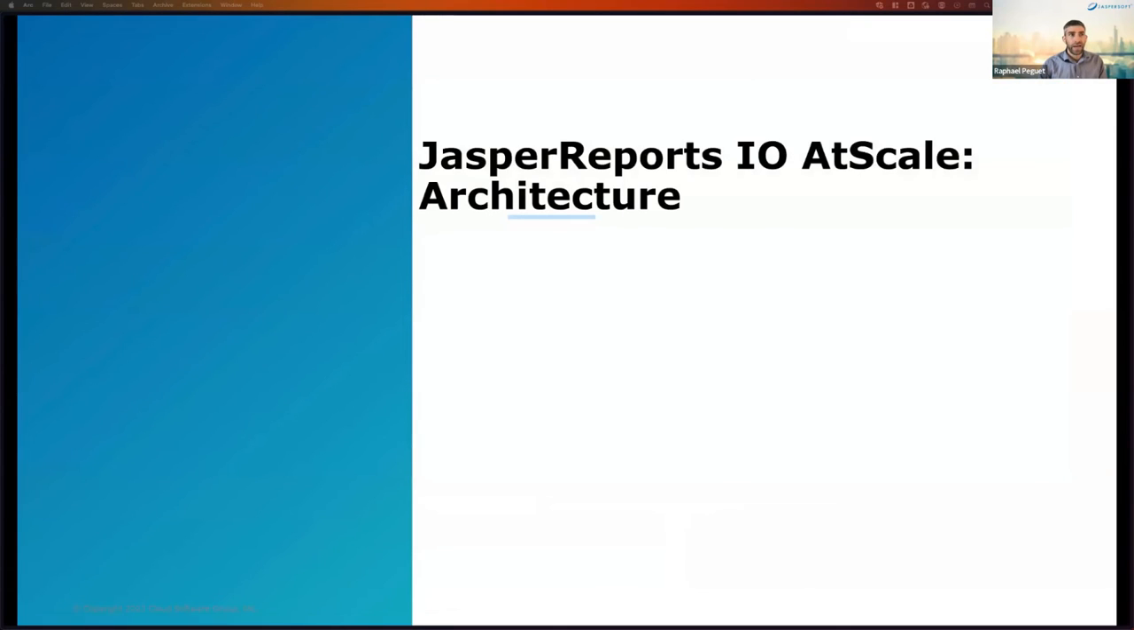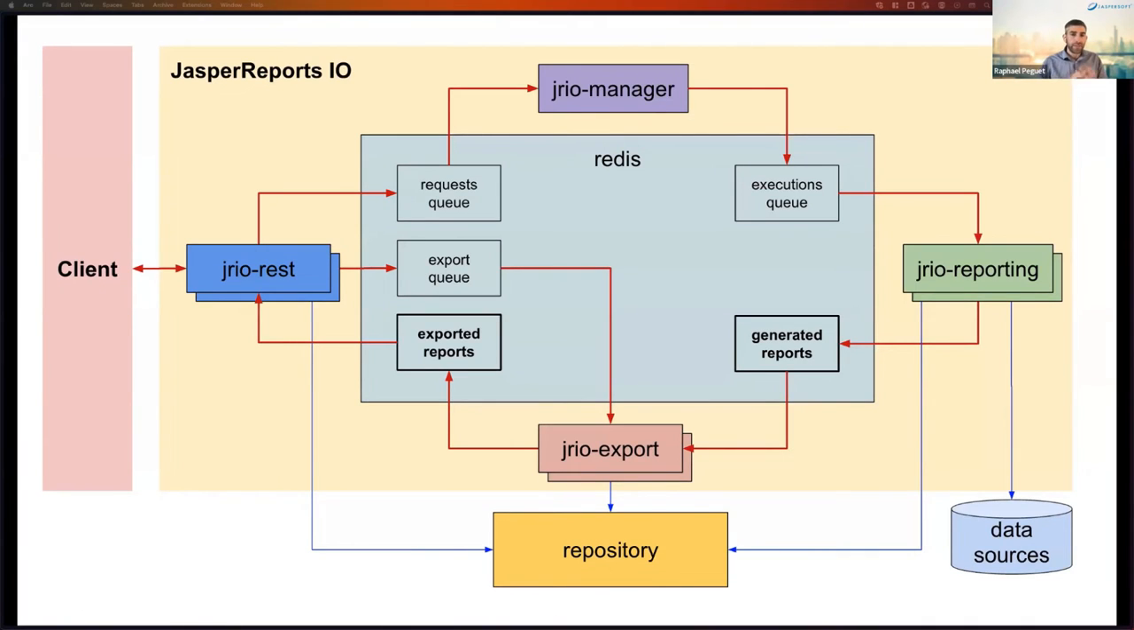When we come to the at-scale edition, we've split these microservices into four sub-services. The JIO REST module, which will get the REST calls from the clients. The JIO manager, managing the queues and sending them to the reporting executions, to the JIO reporting module. And then once the report is generated, we have a fourth module, JIO export, which prints the exports back to the repository or sends them back to the client through the JIO REST module.